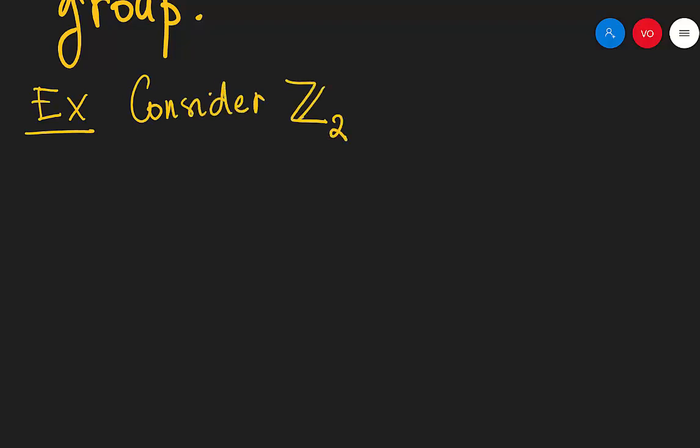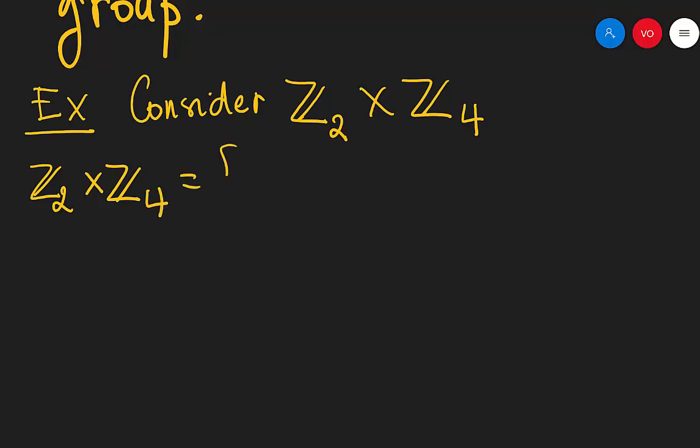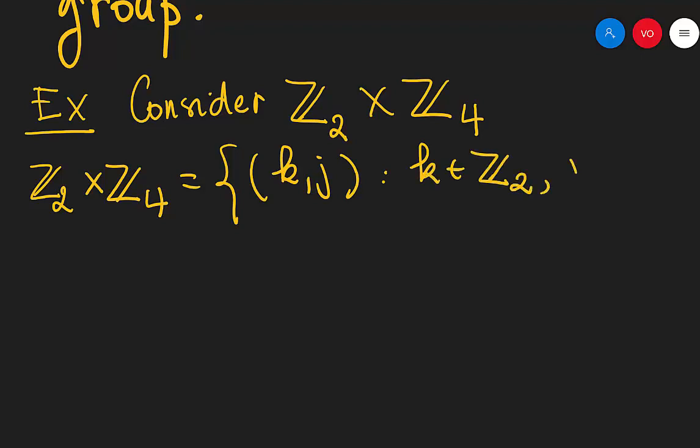So let's look at an example here. Let's consider Z2 cross product Z4. So this set contains elements of the type (k, j), where k is in Z2 and j is in Z4, right?